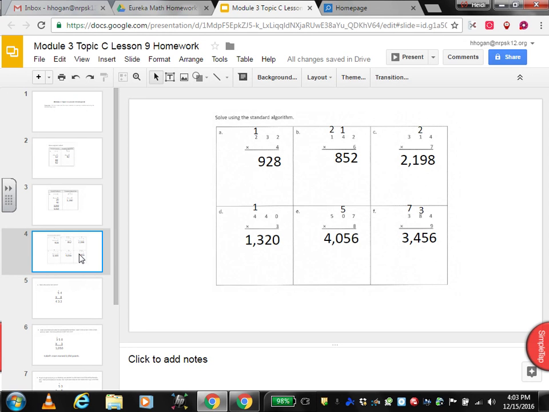Now the good news. We're just using the standard algorithm. And you were very excited about this, and you did a great job. And again, you need to know your facts.